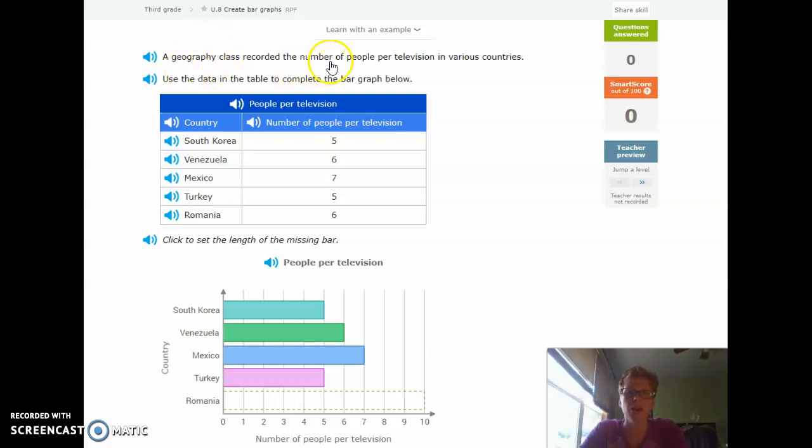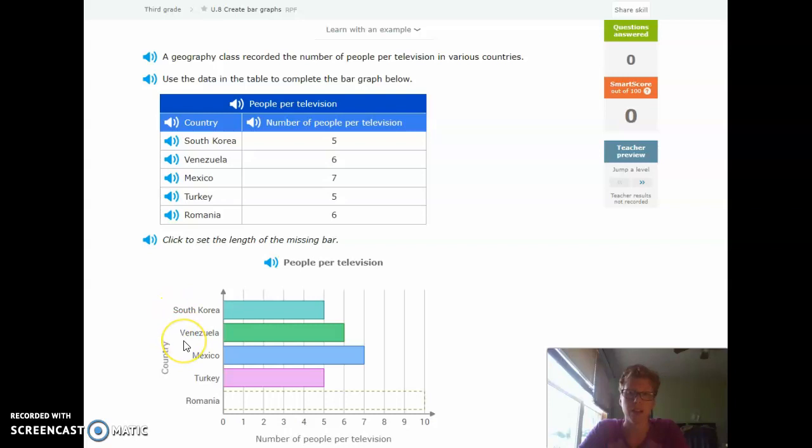A geography class recorded the number of people per television in various countries. So we need to use the data on the table to complete the bar graph below. I'm reading my chart here, and it's talking about the people per television. It gives us the countries and the number of people per television. And then I see that my graph matches the chart up here. The title of the graph says people per television. On the left-hand side, I've got the countries that are in the chart, and then each country has an amount that is filled out on this bar graph.